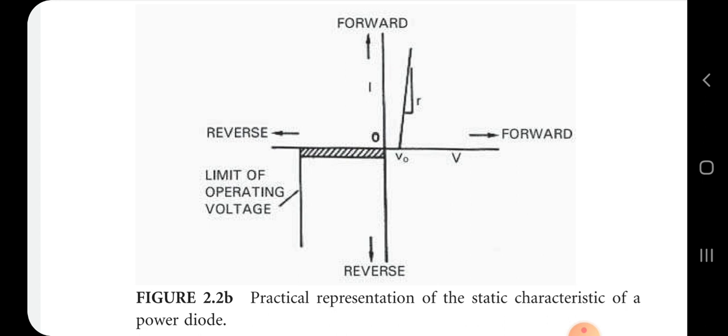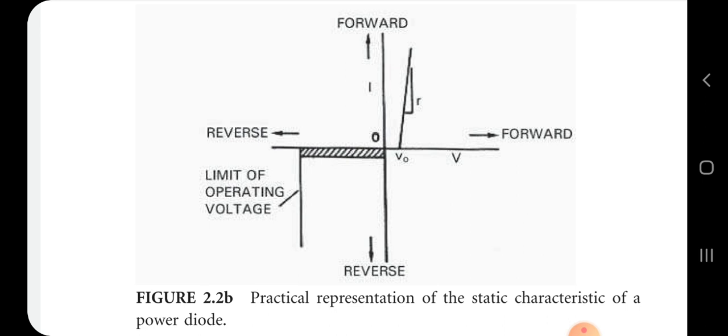So, here we are having the positive x-axis, negative x-axis, positive y-axis and negative y-axis. So we are observing both forward biased condition of the power diode and reverse biased condition of the power diode. So we know the simple diode forward biased condition and reverse biased condition. So what is the difference between the simple diode and the power diode?